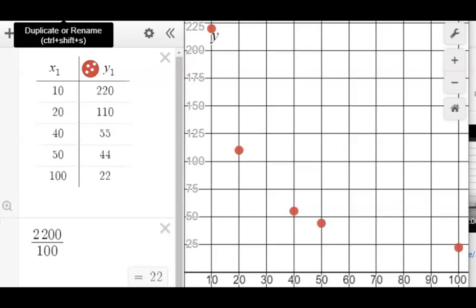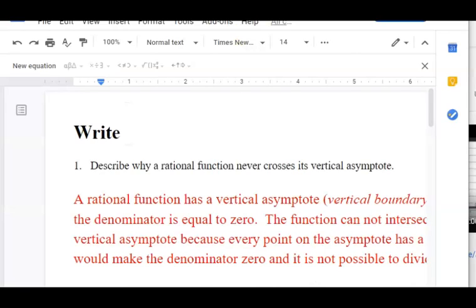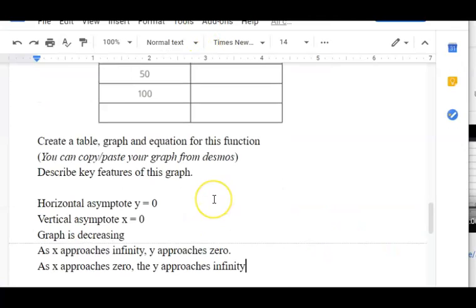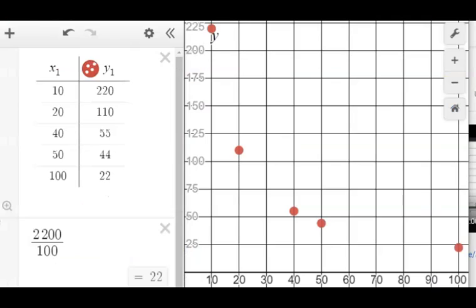So let's answer some questions. It says in your handout, create a table, graph, equation for this function. You can copy and paste your graph from Desmos, describe key features. Well, we kind of have a graph of just the points. So let's see if we can come up with a function.